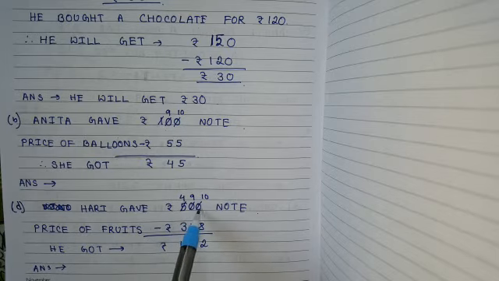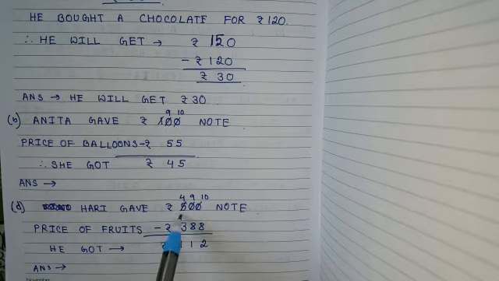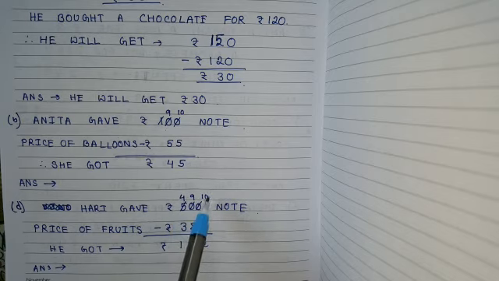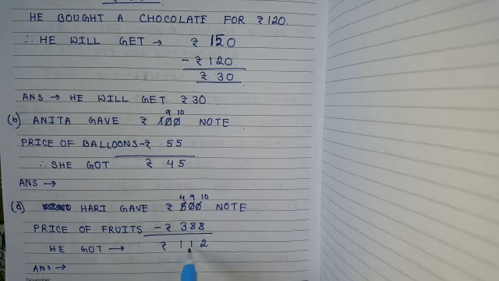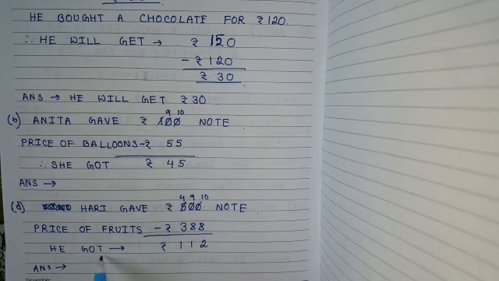Now unit place digit and tens place digit are 0. Start from hundreds place. What is the previous digit of 5? 4. Then in place of 0 write down 9 and here 10. Now 10 minus 8 equal to 2. 9 minus 8 equal to 1. 4 minus 3 equal to 1. So he got rupees 112, and after that write down the answer.